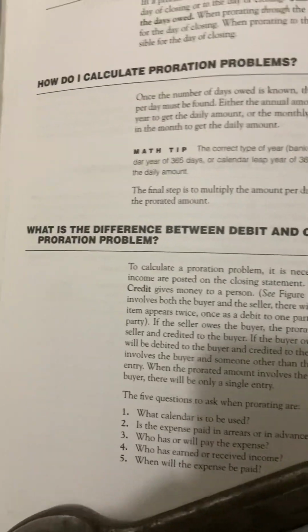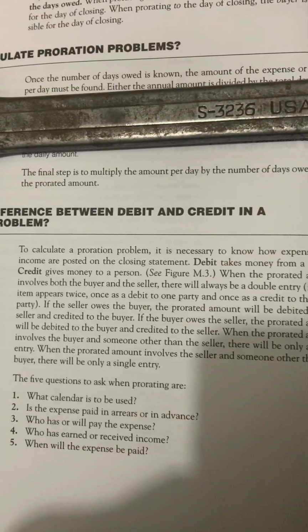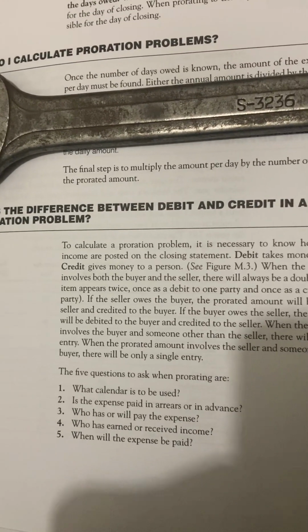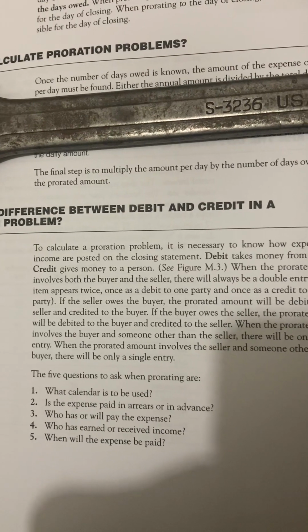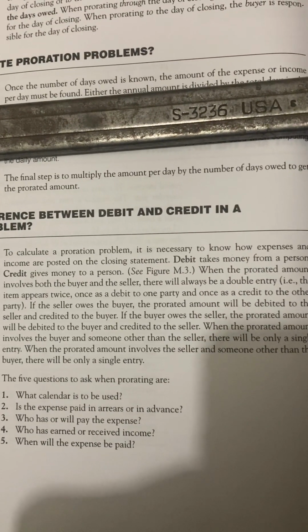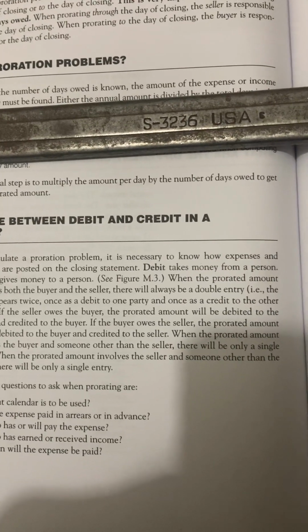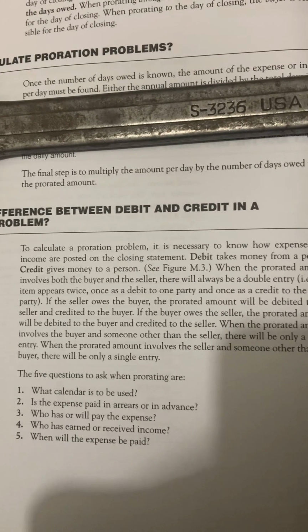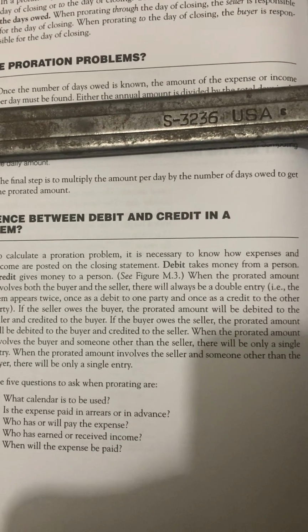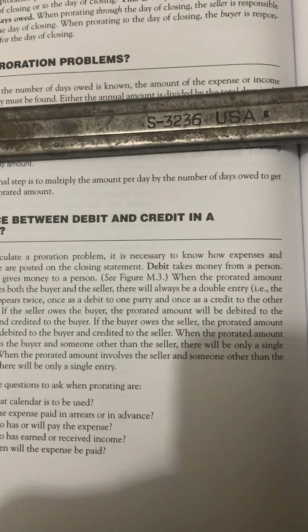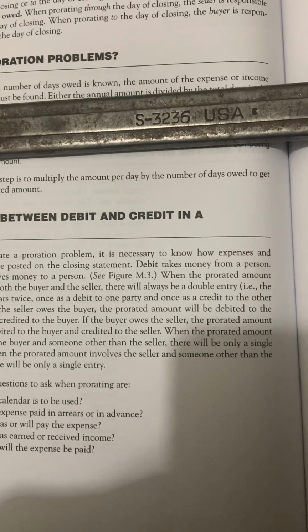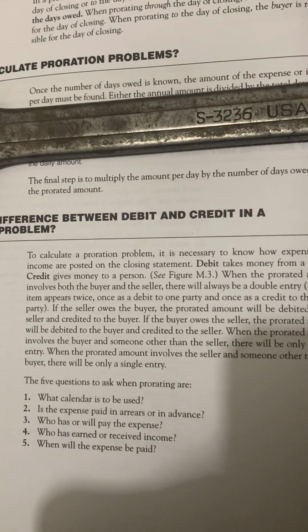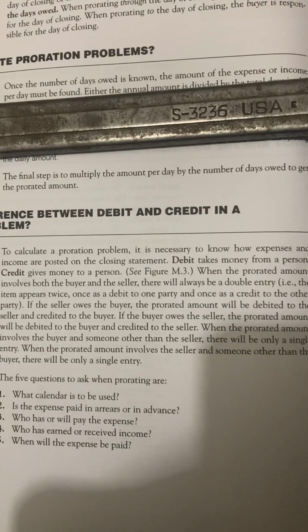What is the difference between debit and credit in a proration problem? To calculate a proration problem, it is necessary to know how expenses and income are posted on the closing statement. Debit, that's highlighted, takes money from a person. Credit, that's highlighted, gives money to a person.